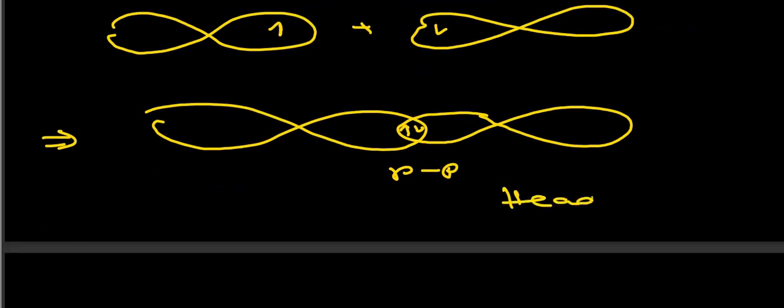We call it a head-on overlap because it's from this lobe to the other lobe, and they're both lying on the axis, so they're not standing. So this creates a sigma bond.